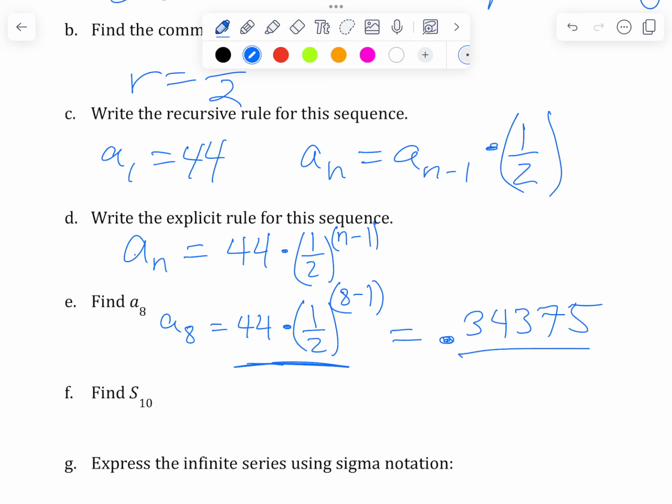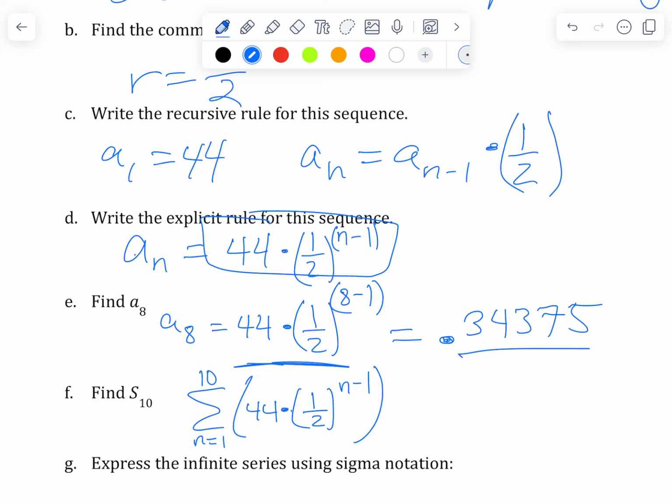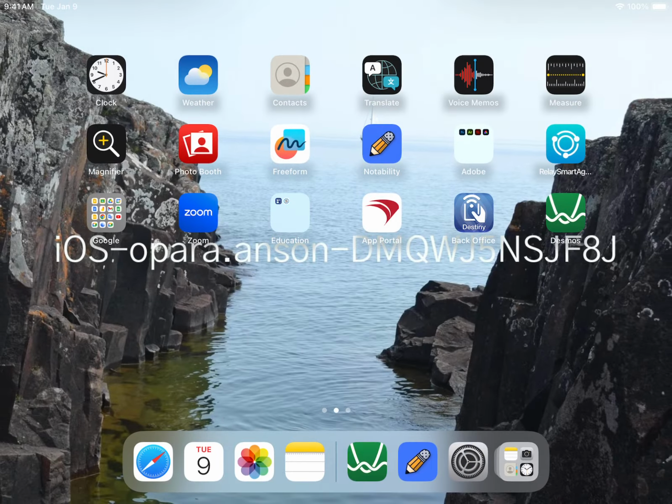I don't even care because the calculator did it. That's good enough for me. S of 10, still going to use that summation, n equals 1, all the way up to the 10th number. And then I'm just going to take my explicit rule and stick it right in here, and write it with an n in it, because the calculator gives it instructions. It's like, hey, plug in 1 for n, plug in 2 for n, plug in 3 for n, add them all up to get this answer.